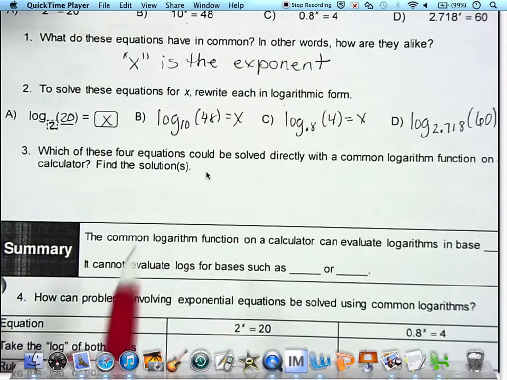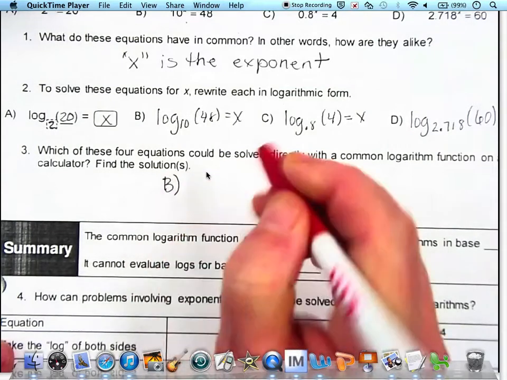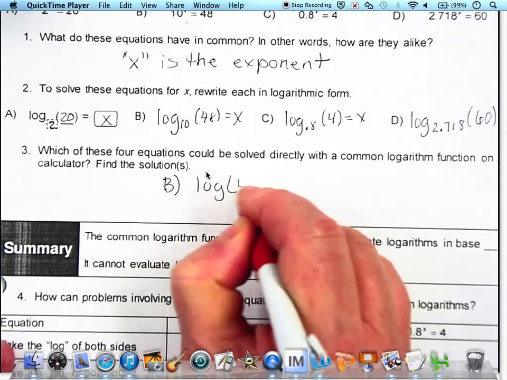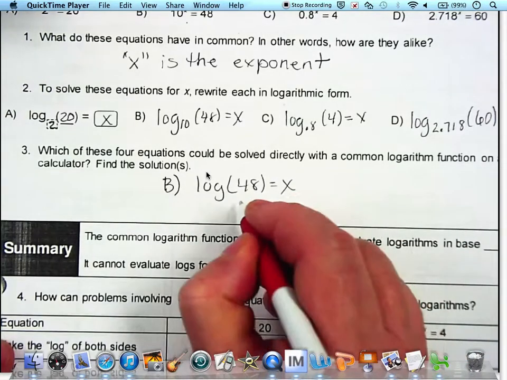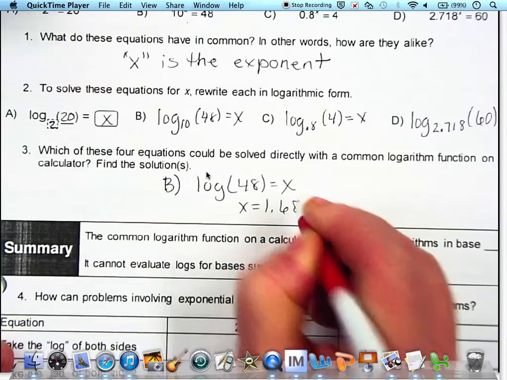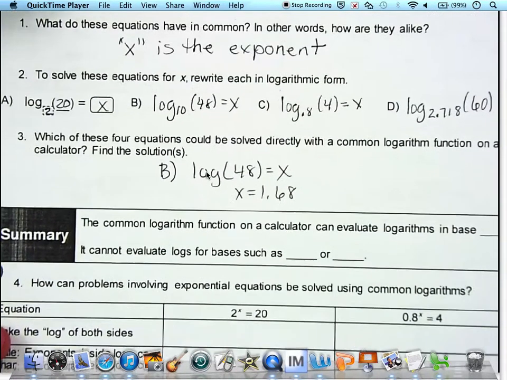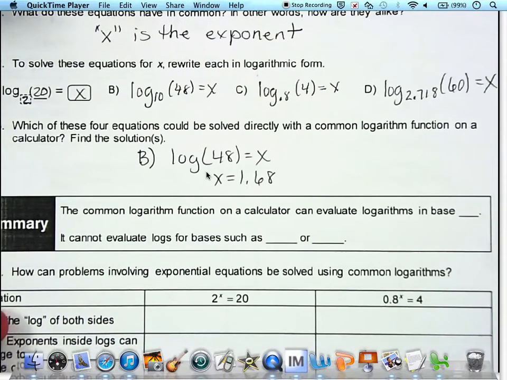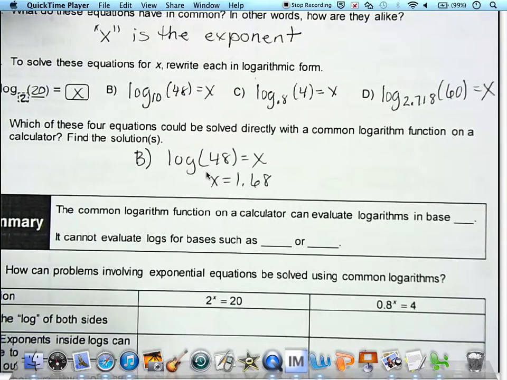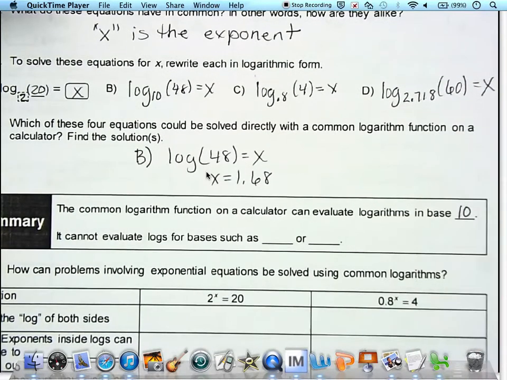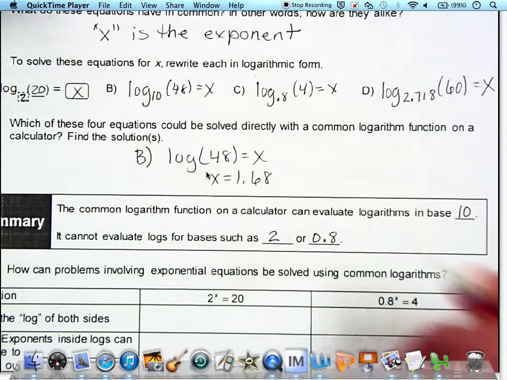Which of these 4 equations could be solved using a calculator? B. Okay, let's solve it. Log of 48 is 1.68. So you just do log on your calculator and 48, and get 1.68. The common logarithm function on a calculator can evaluate logarithms in base what? 10. It cannot evaluate logs for bases such as 2 or 0.8.